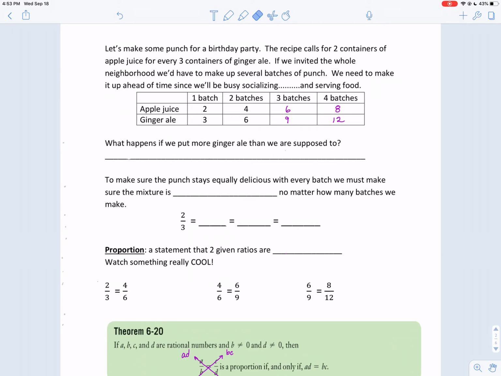Now what would happen if I put more ginger ale in there than I'm supposed to? Let's say I did 8 apple juice and 8 ginger ale instead of 12. It's going to taste different, right? It'll be less apple juicy and more ginger ale-y. So to make sure that the punch stays equally delicious with every bite, we've got to make sure that the mixture remains proportional no matter how many batches we make. So our 2/3, notice if we just multiply, we could get 4/6, 6/9, or 8/12.